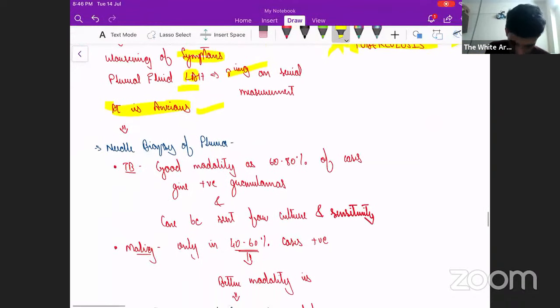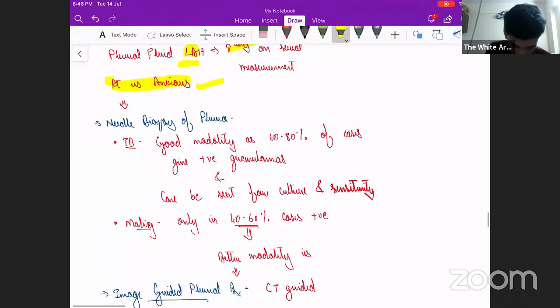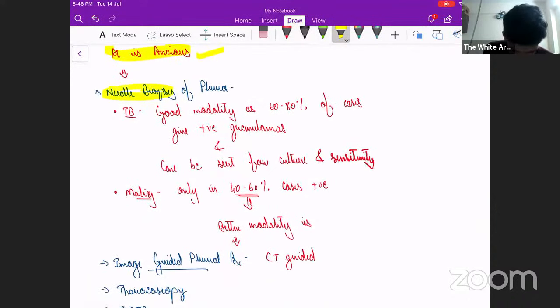Okay, so how do we do? What are the invasive procedures? One is needle biopsy of the pleura. If it is tuberculosis, it is very good. Needle biopsy of the pleura is good for TB, not that good for malignancy. Okay, so TB, it gives a good yield. Around 60 to 80% of the cases we will find granulomas.